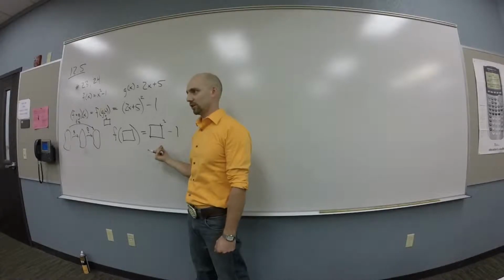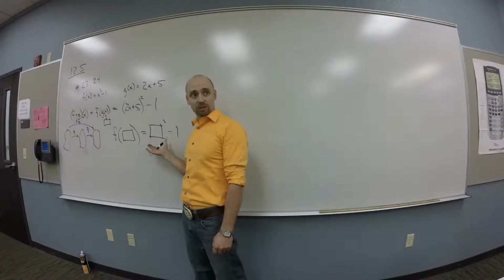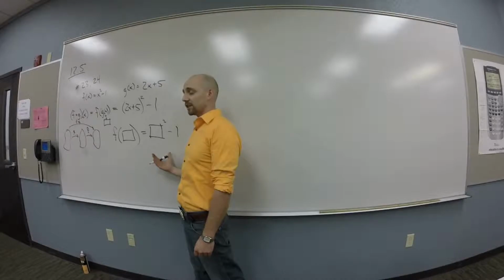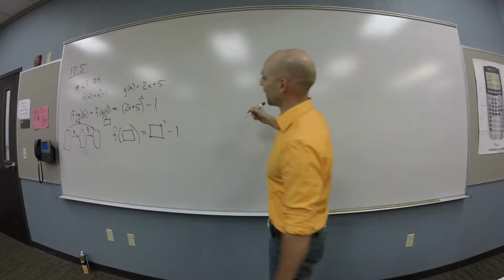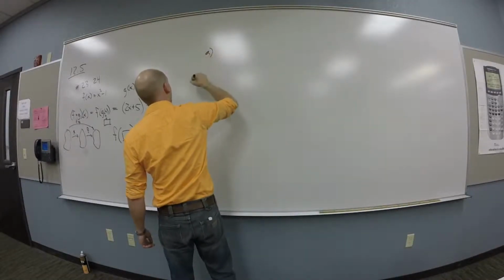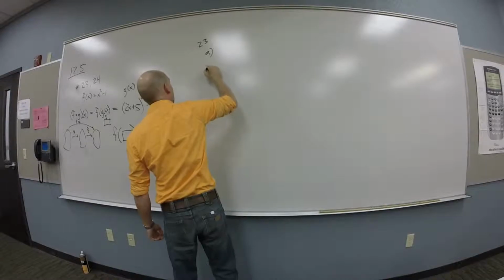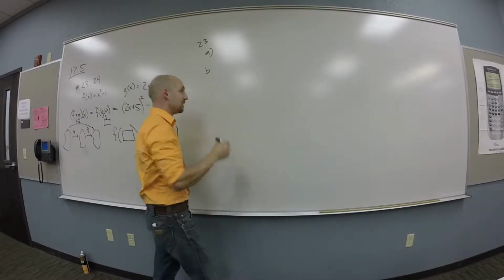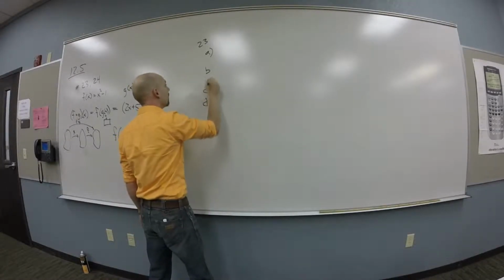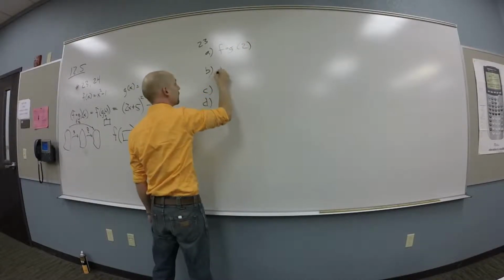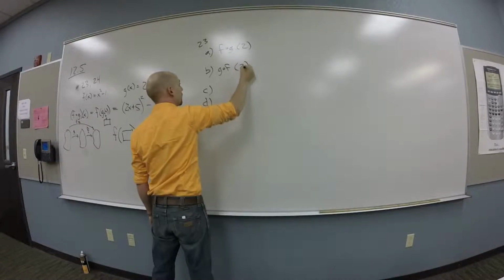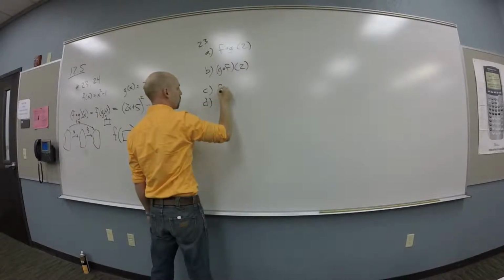You guys cool with us? Do you want to do the easier, slightly calculate the things in 23 and 24? Yeah, please. So what are they, Nicole? So 23 has A, B, C, D, and they're F of G of 2, and then G of F of 2, and then F of F of 2 and G of G of 2.